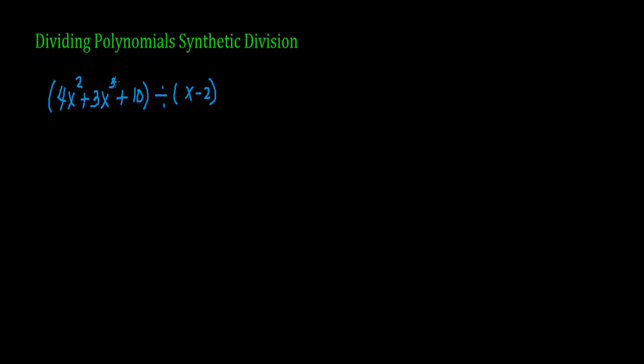Example 2 on dividing polynomials using synthetic division. Here I have this polynomial divided by this divisor. Automatically I notice that x minus 2 is a linear binomial. Now this is very important for you to notice because whenever you have linear binomials, that means we can use synthetic division, which is easier to do than long division, okay?